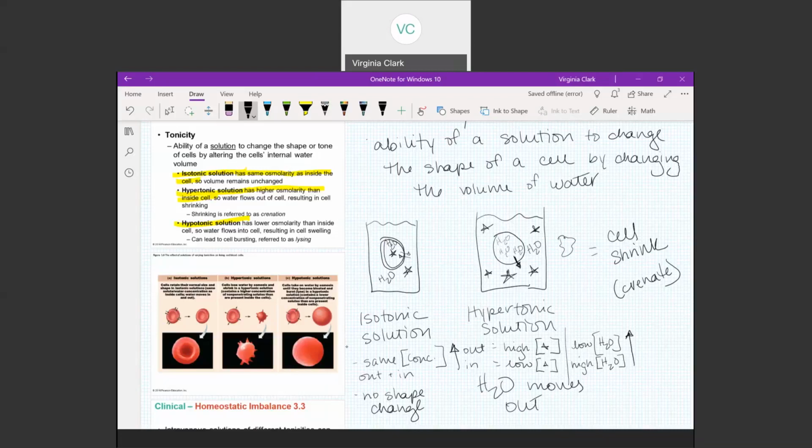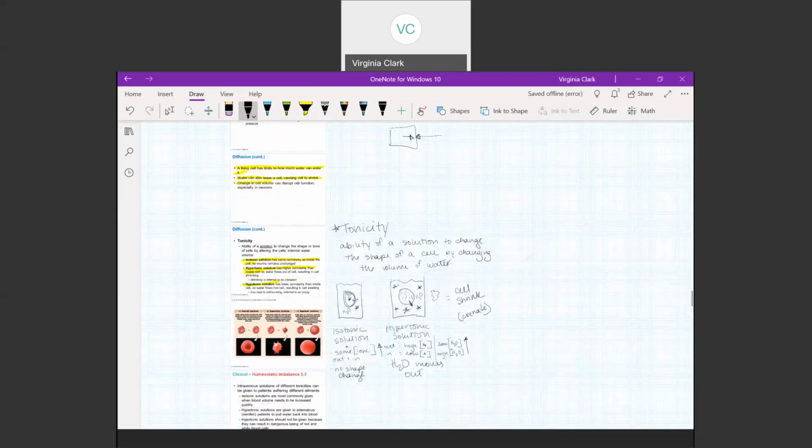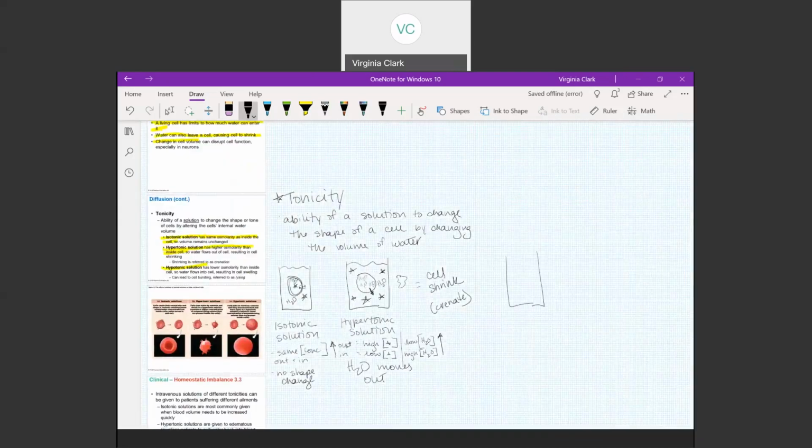The third one is a hypotonic solution. So if we take our isotonic and our hypertonic, the third one is going to be very similar, and it will be a hypotonic solution.